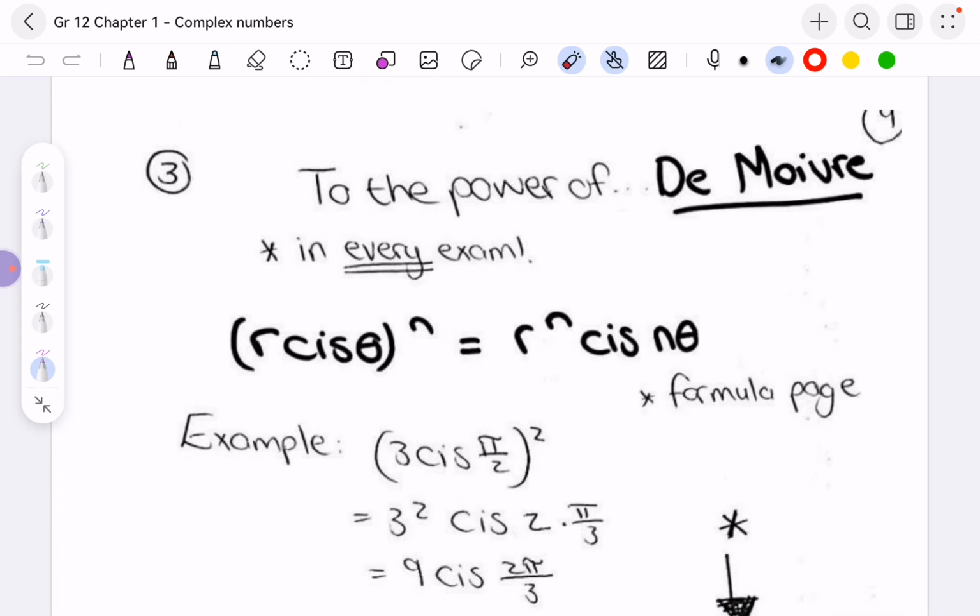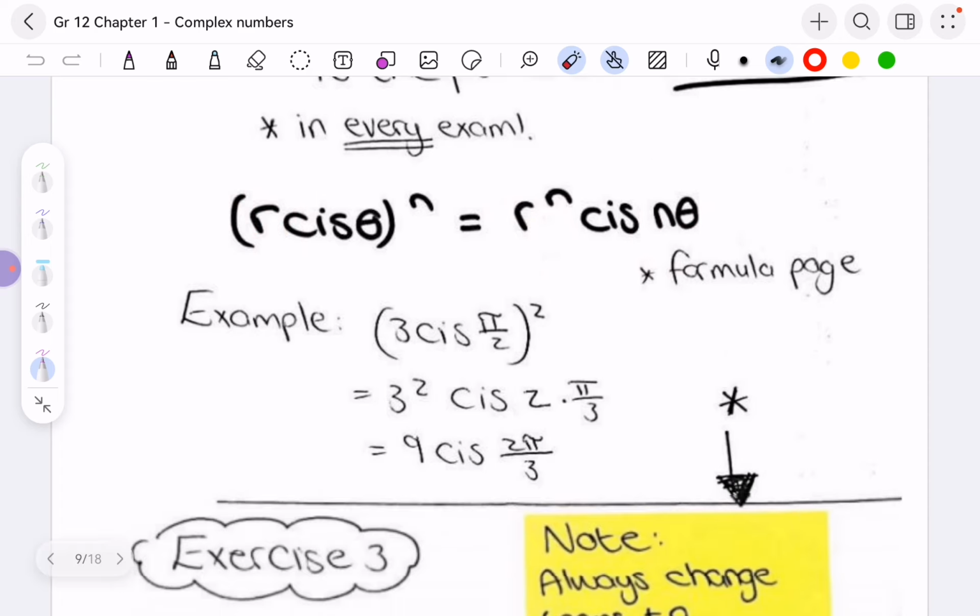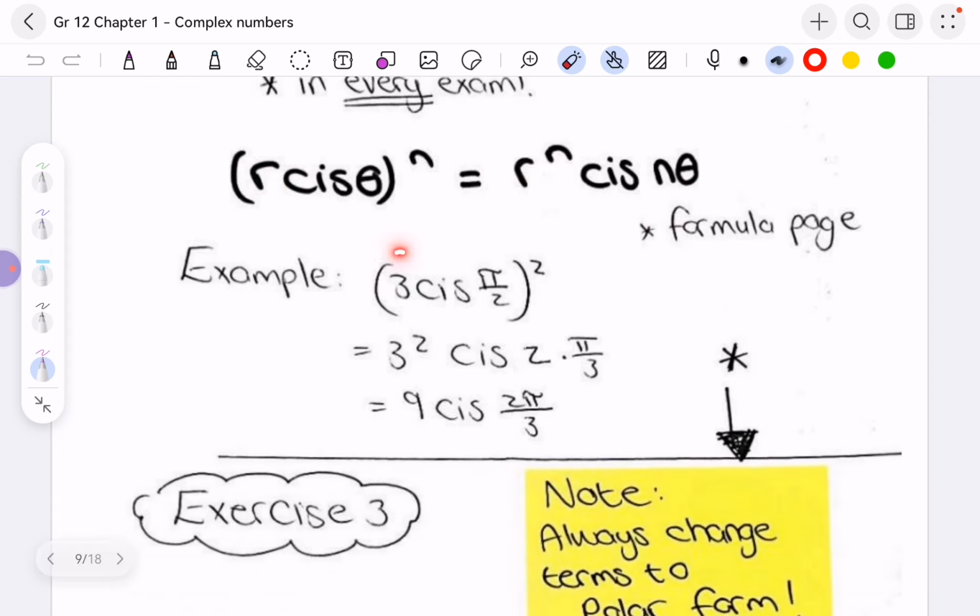Last one that we put in every exam, we call it Moivre's theorem, where I have an exponent, so to the power of. My law says I have to give the r to the power of the exponent, and I'm going to multiply that exponent with my angle. For example, 3 cis pi over 2 in brackets squared. Moivre says I have to square the r, 3, and I have to multiply the angle with that 2. So 3 squared is 9, and if I multiply the angle, I get 2 pi over 3.